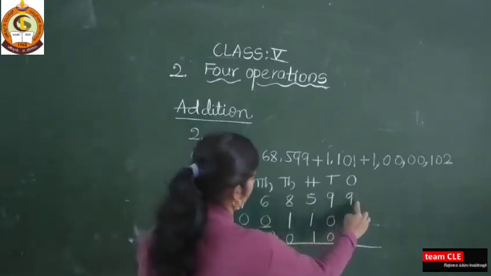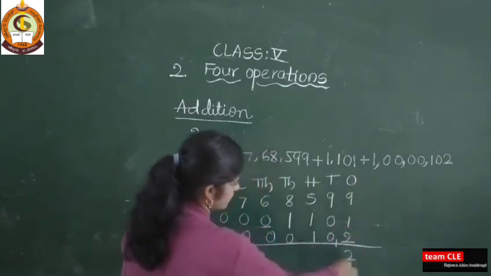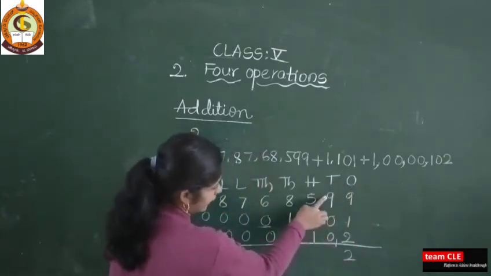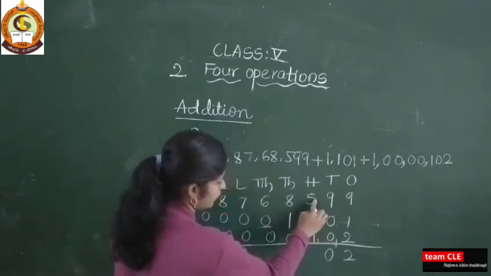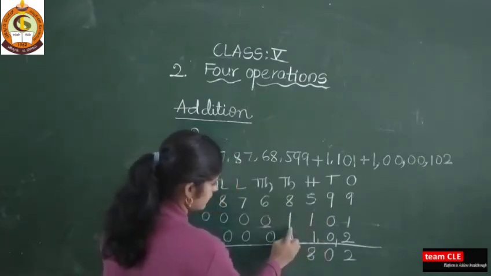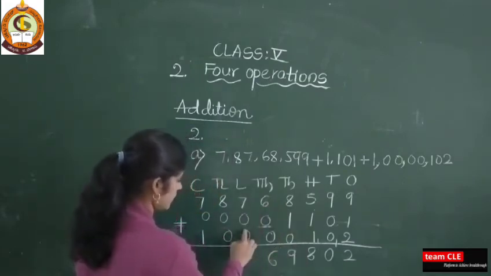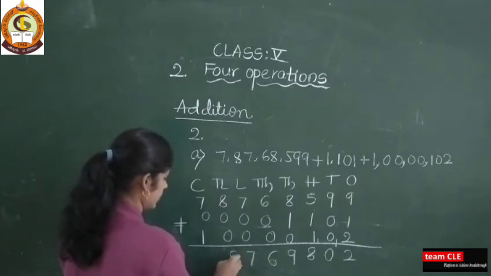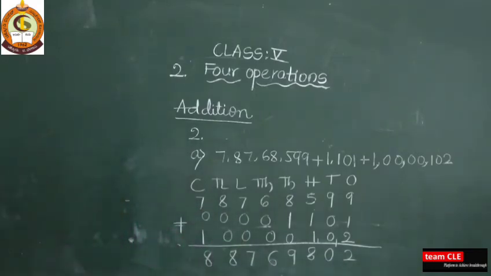Okay, so here 9 plus 1 is 10, 10 plus 2 is 12. Add this ones place, next you add this tens place. 9 plus 0 is 9, 9 plus 1 is 10. Again 5, 6, 7, 8. 8 plus 1 is 9, 9 plus 0 is 9, 6 plus 0 is 6, 7 plus 0 is 7, 8 plus 0 is 8, 7 plus 1 is 8. So 8 crore 87 lakh 69,802 will be the answer.